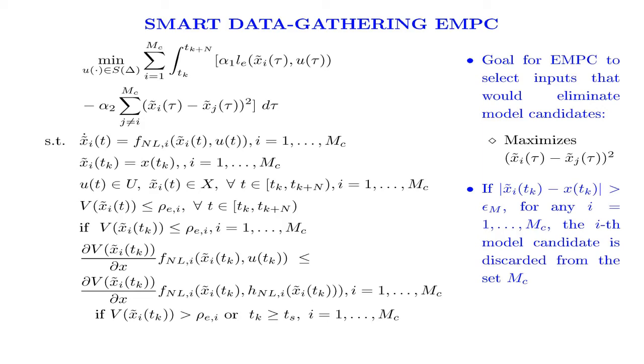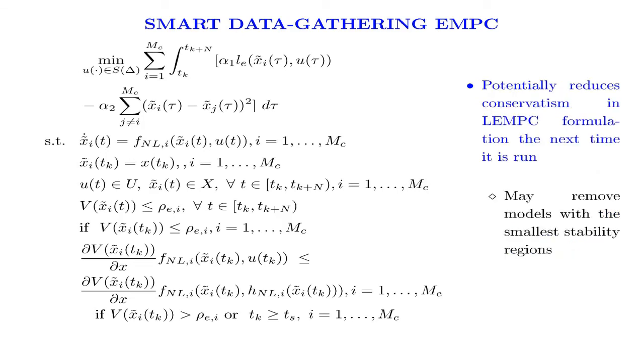This can be achieved by maximizing the distance among the state trajectories using the ith and jth models. In addition, if the difference between the predicted state using the ith model and the measured state at decay is above the threshold epsilon m, the ith model candidate is discarded from the set MC. This could potentially reduce conservatism in the LMPC formulation the next time we would apply the data gathering mode.